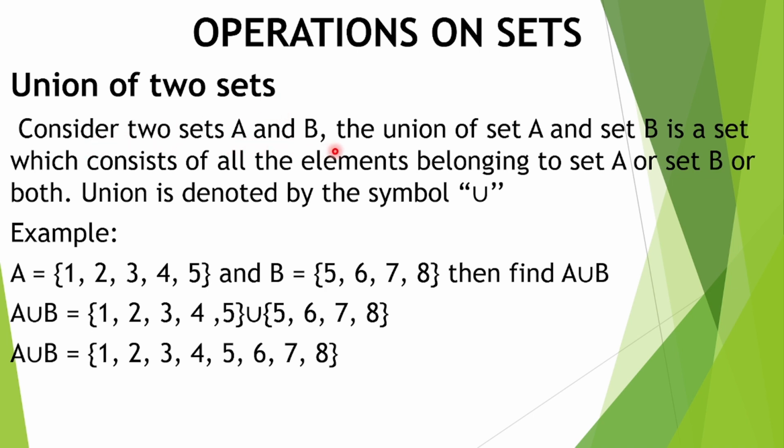Consider two sets A and B. The union of set A and set B is a set which consists of all the elements belonging to set A or set B or both. Union is denoted by the symbol U. For example, if A is equal to {1, 2, 3, 4, 5} and B is equal to {5, 6, 7, 8}, then find A union B.